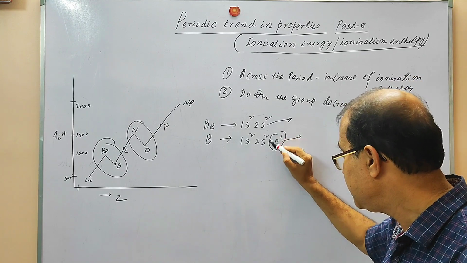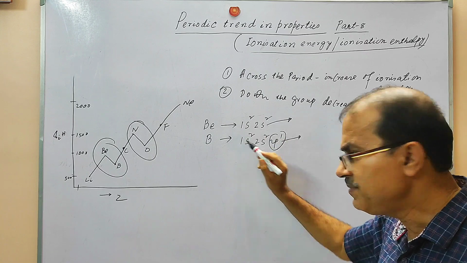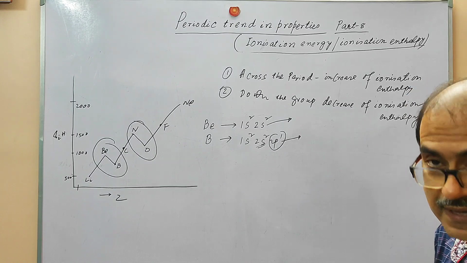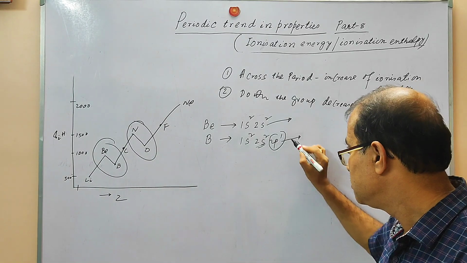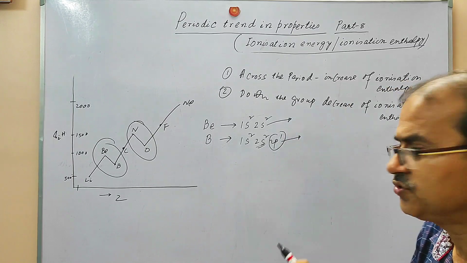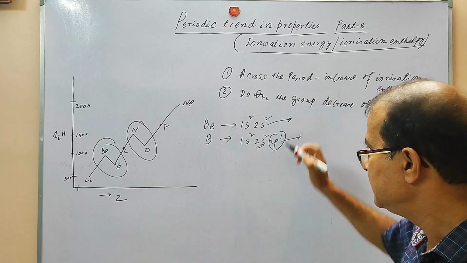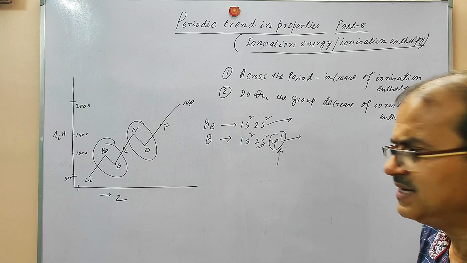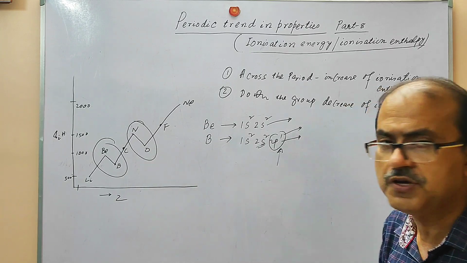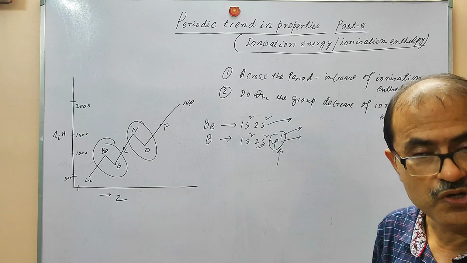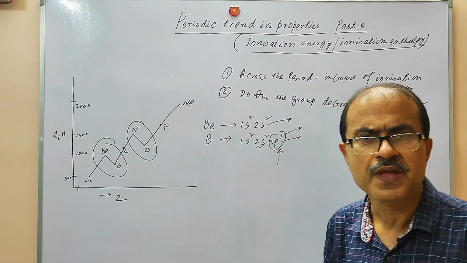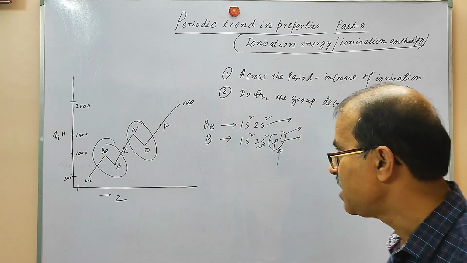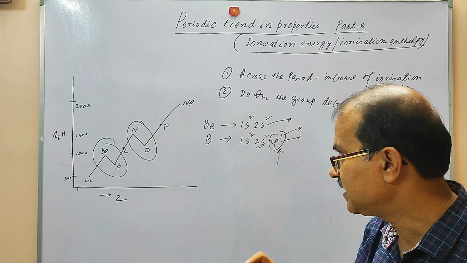And this 2p subshell, you can see, is shielded from the nucleus by the 2s subshell, so it will experience a lesser attractive force from the nucleus. So the binding force to the nucleus will be much less than for the 2s. Naturally, you have to give less energy to remove the 2p electron as compared to the 2s electron. And that is the reason boron has a lesser ionization enthalpy as compared to beryllium. And for nitrogen and oxygen, what is the case?